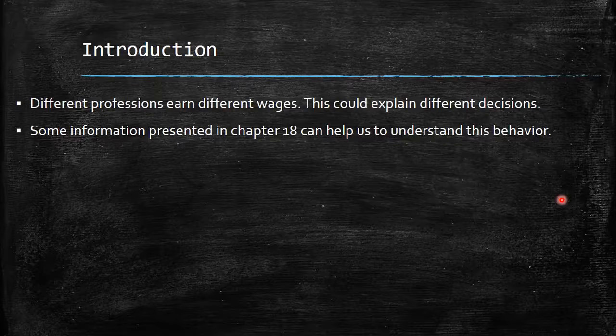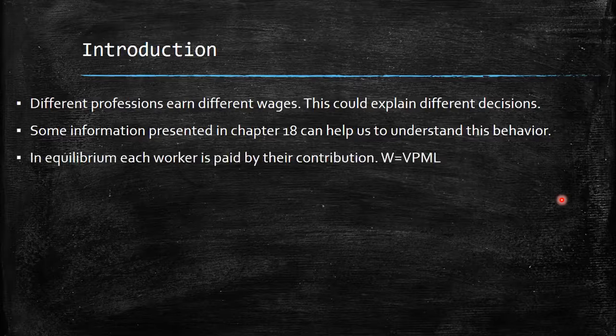So this is like the normal characteristic. Obviously, we already know that in the equilibrium, each worker is paid by their contribution. The more you contribute, the higher your salaries.